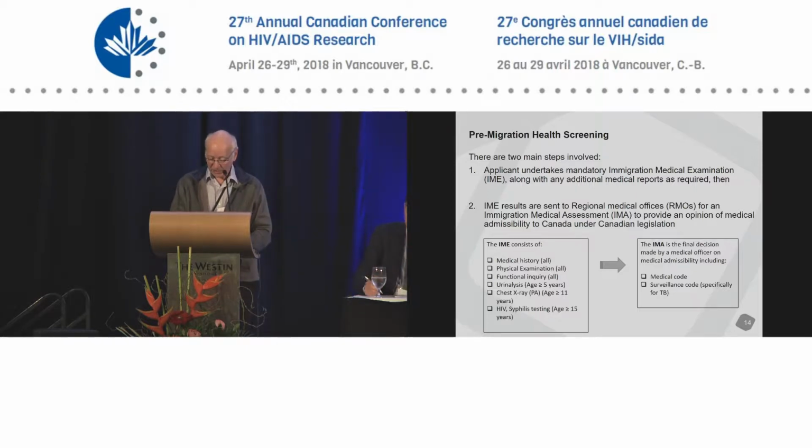The examination consists of the standard medical history, physical examination, looking for symptoms, the so-called functional inquiry. With regard to laboratory investigations, there's a urinalysis if you're over age 5. There's a chest x-ray for everyone aged 11 or higher. This is looking for active pulmonary tuberculosis. And there is HIV and syphilis screening that takes place at the age of 15 or older.